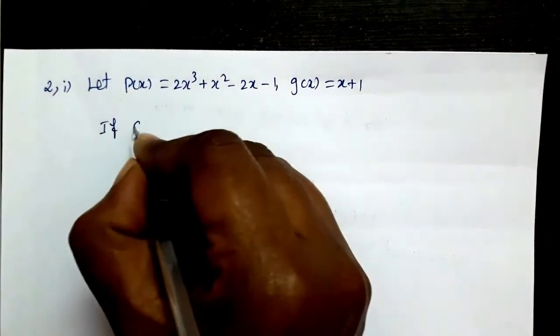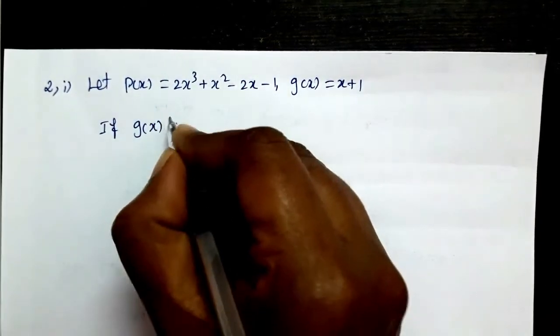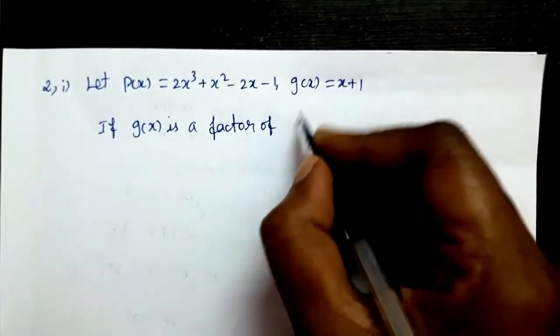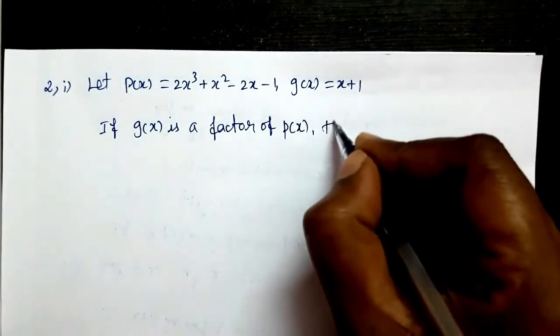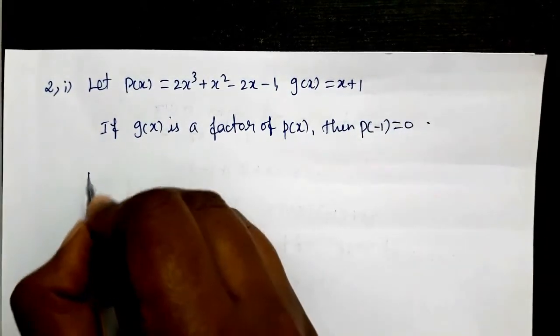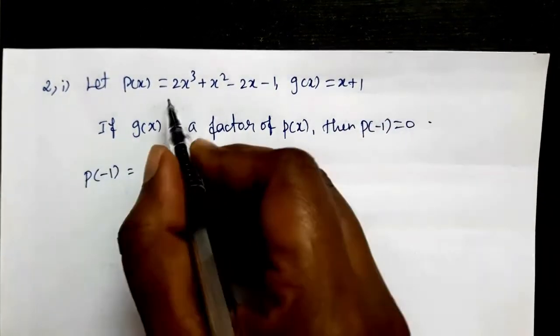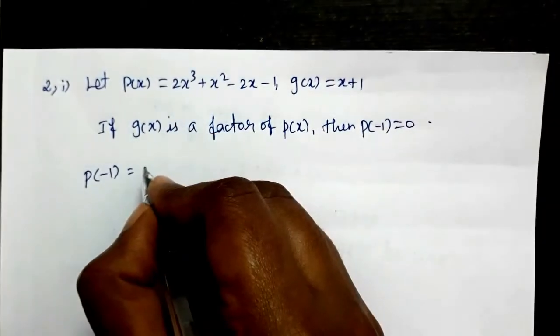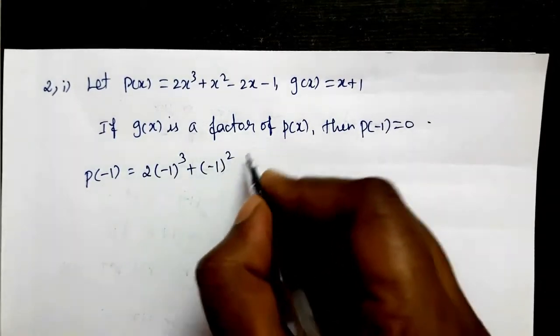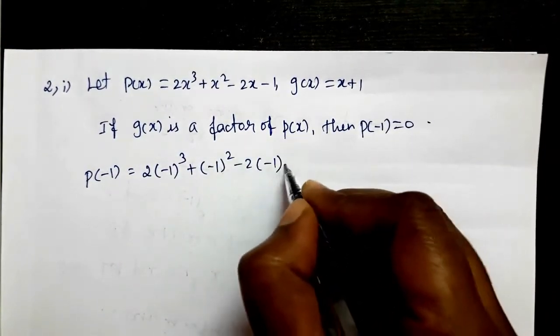If g of x is a factor of p of x, then p of minus 1 equals 0. Now we need to find p of minus 1. Here, instead of x, we substitute minus 1. We will get 2 of minus 1 raised to the power 3, plus of minus 1 raised to the power 2, minus 2 of minus 1, minus 1.